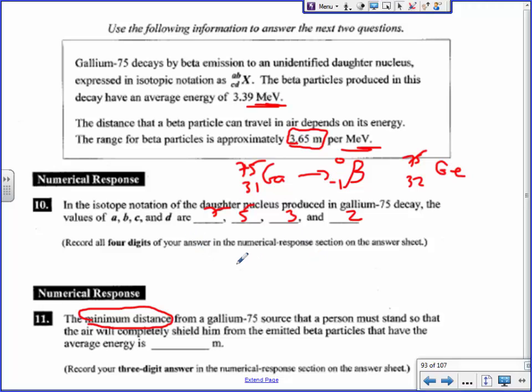So, if you really wanted to write it out, it would be like this: 3.65 meters per mega electron volt, and then it releases 3.39 mega electron volts. Times those two numbers together, that'll get you how many meters you need to stand away. So roughly, I don't know, 10 to 12 or something. This would be a good example, though, of how they're going to throw a little twist at you that you haven't seen before.